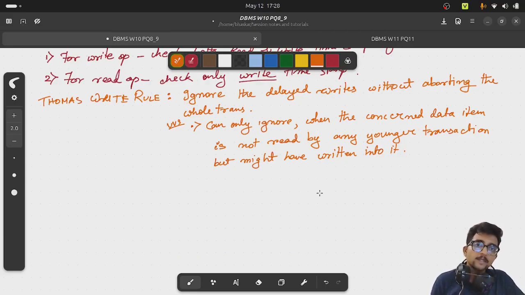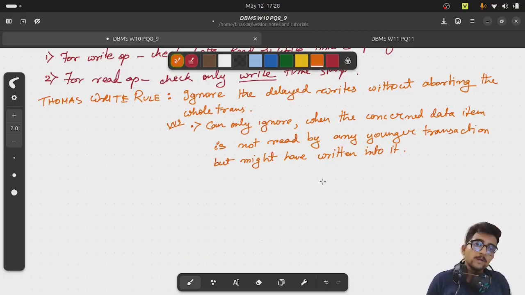younger transaction has read the value, because it is quite intuitive. If someone has read the value, then it will reflect the changes within the database state. But if it is only written, and I am ignoring the delayed write, it will not make any changes. But if I ignore the delayed write when it has already been read by some other younger transaction, then the thing is not correct.